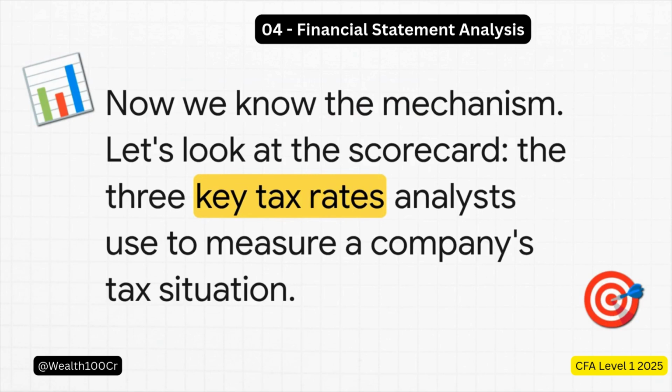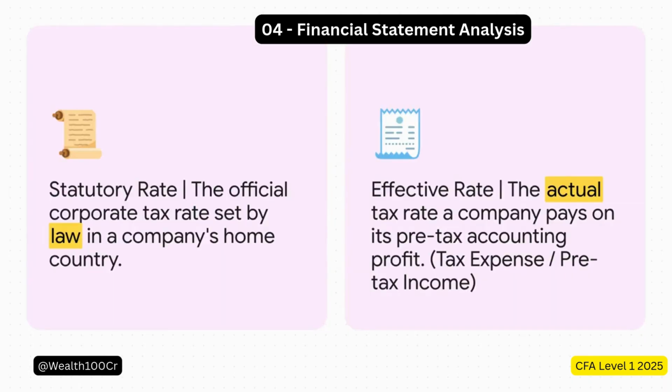We know where these DTAs and DTLs come from. Now let's switch gears and look at the scorecard. How we as analysts actually measure what's going on with a company's taxes using 3 really important rates. First up is the statutory rate. This is the official headline number. You know, in the US, it's currently 21%. It's the rate written into the law.